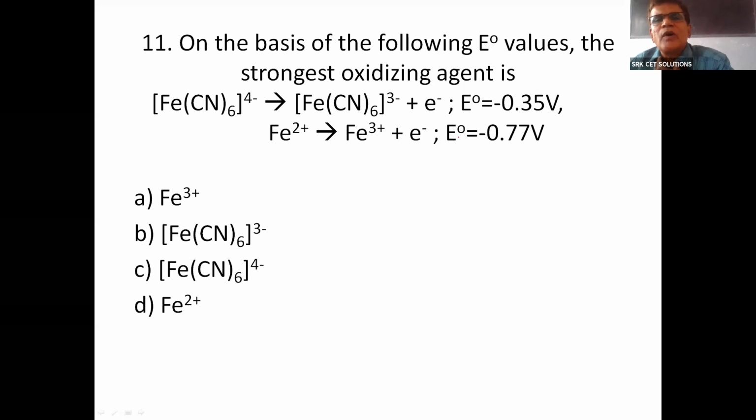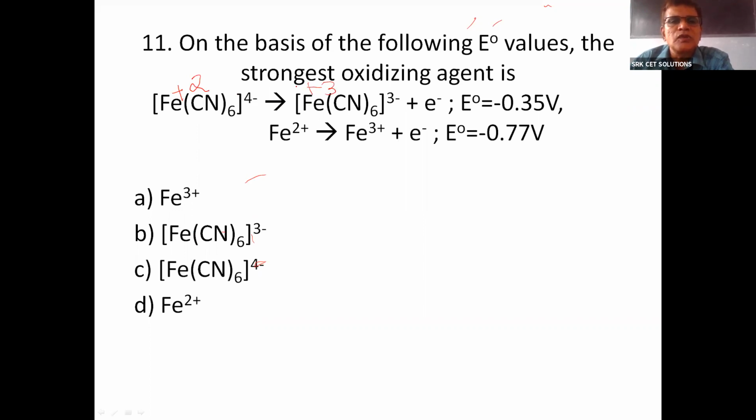On the basis of the following values, the strongest oxidizing agent is, look at the two processes given here. You need to concentrate on the iron of the two because iron undergoes a change in oxidation number. So the first case is here. It is Fe(CN)6 4 minus, which we call ferrocyanide. In this, iron is plus 2. This is converted into plus 3.